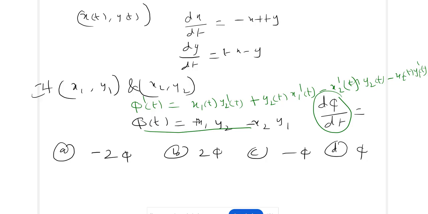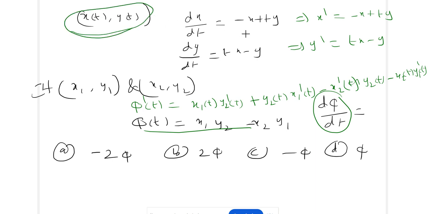What do we know here? What we know is this: x dash = -x + ty, and y dash = tx - y. What is the x(t) and y(t)? They are the solution, that means x and y satisfy these two differential equations. And what else is given? x1, y1, x2, y2 are both two solutions. That means these also satisfy the equations. If both are solutions, both must satisfy them.